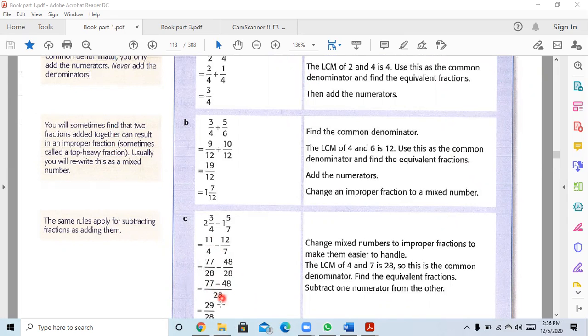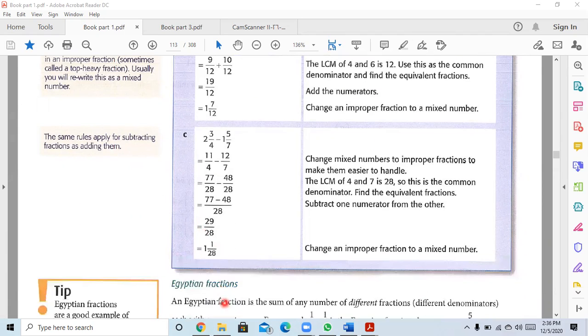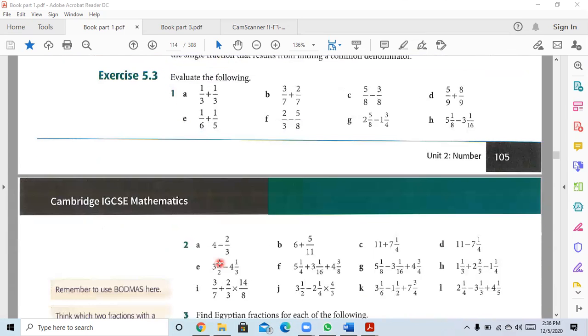Then later on, because the denominators are common, you write one time, and on the upper side you can minus, so you will get the answer 29 by 28. So 28 how many times equal to 29 or less? One time. And how many left? One left. So I write here 1 by 28. That is my answer in case of minus.